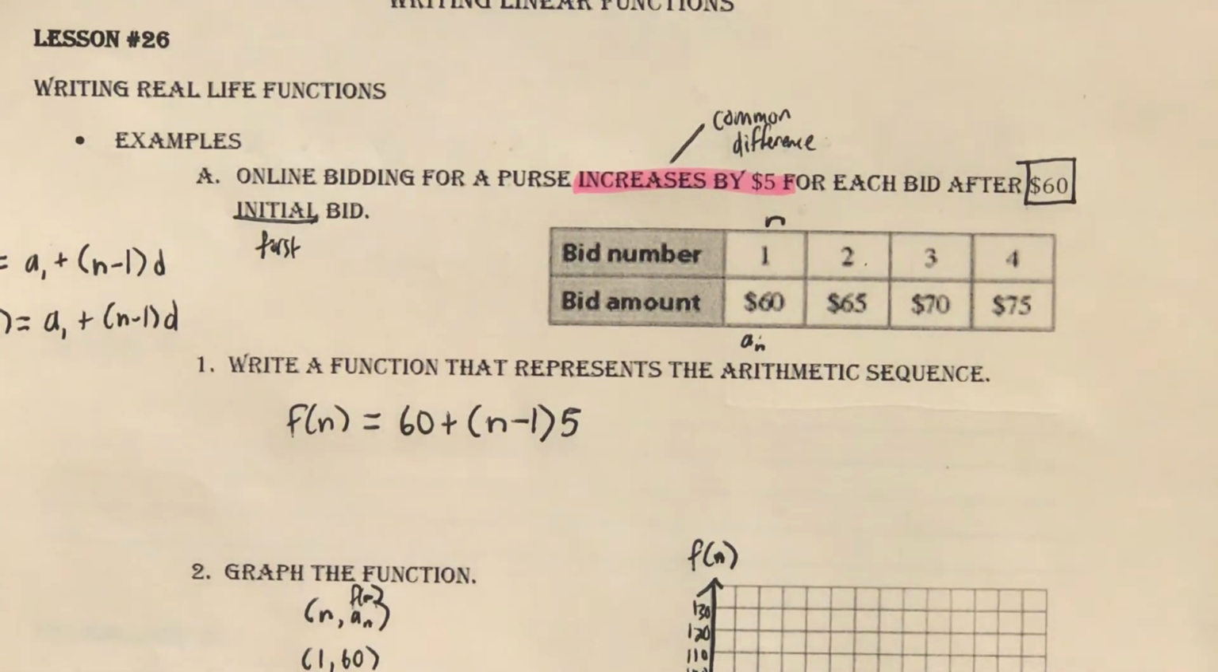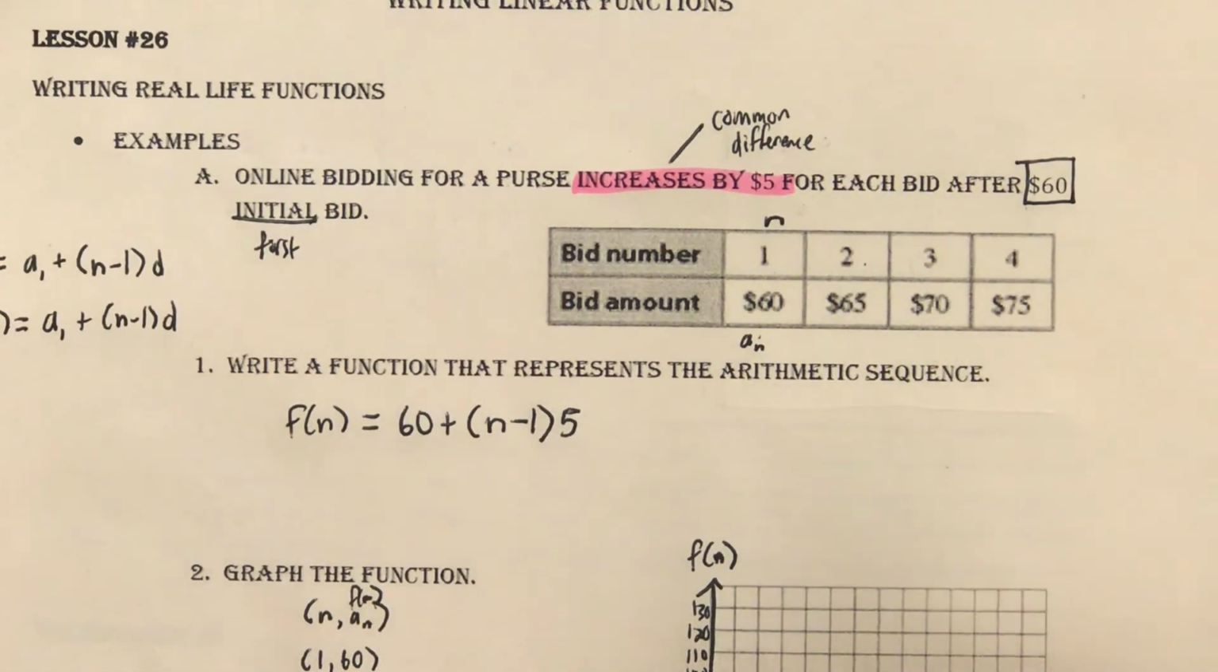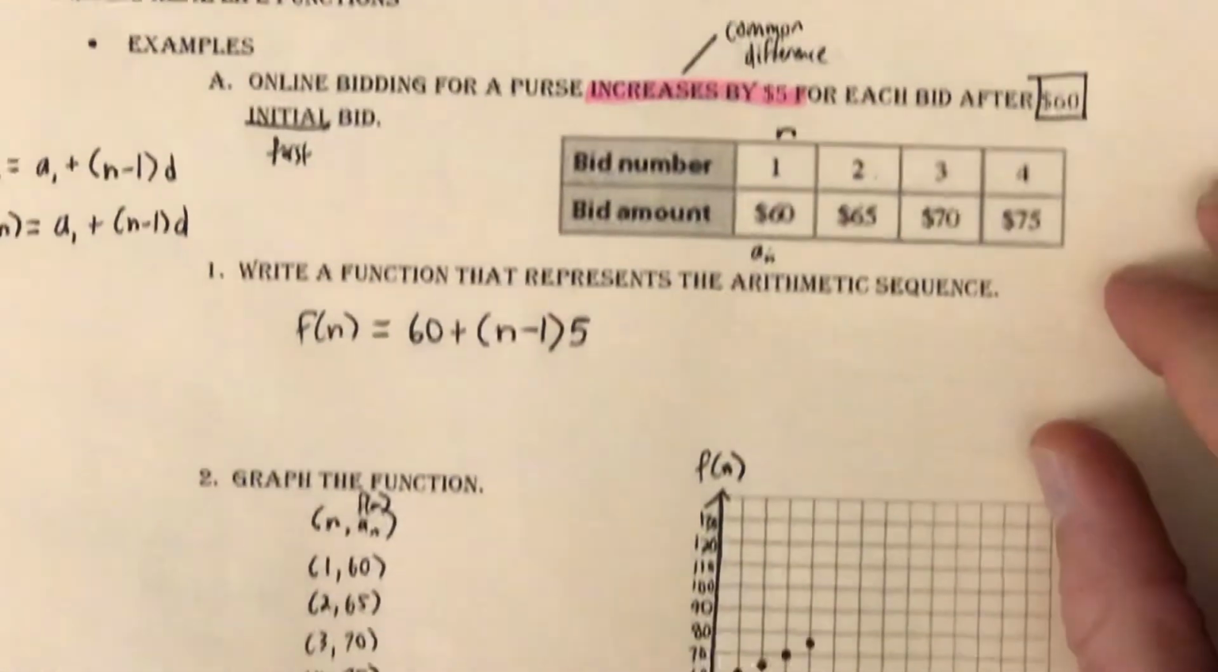Now what that tells me is that the $105 was in the 10th position, right? It was the 10th bid. So when they ask me how many bids were there, I would say there were 10 bids.